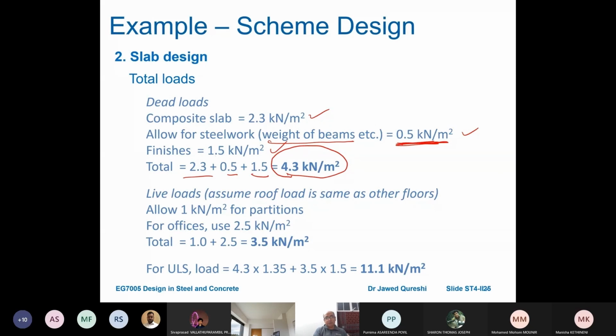The live load, on the other hand, will remain the same. Assume roof load is the same for other floors. For simplicity, I'm assuming that roof load is the same for all other floors, but normally roof load will have lesser live loads. For ULS, for ultimate limit state, we will multiply this load with 1.35 and the live load with 1.5. In total, you will get 11.1 kilonewton per meter square.